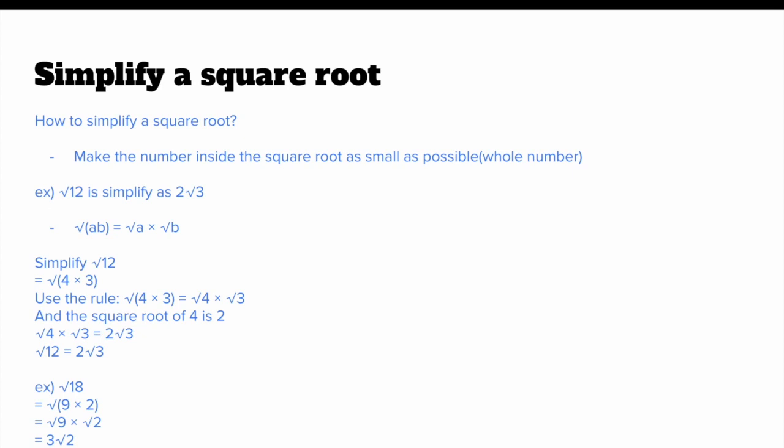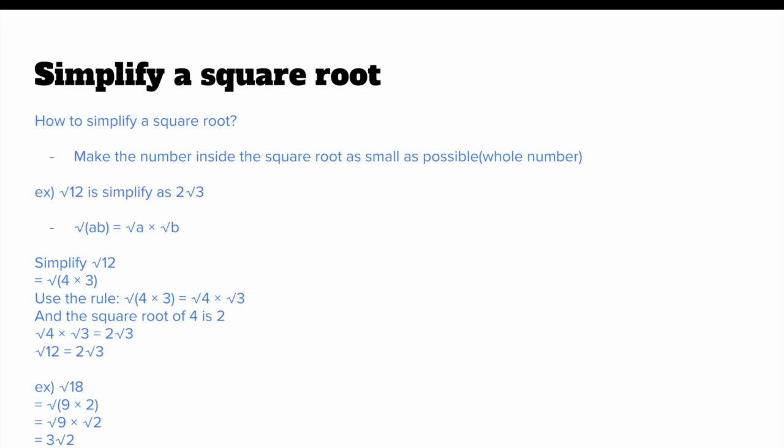They're both the same value. Here's the rule. When a and b are not negative, root ab is the same as root a times root b. For example, when we say root 12, 12 is 4 times 3, so root 12 is the same as root 4 times root 3. And the square root of 4 is 2, so root 4 times root 3 is 2 root 3. So root 12 can be simplified as 2 root 3.